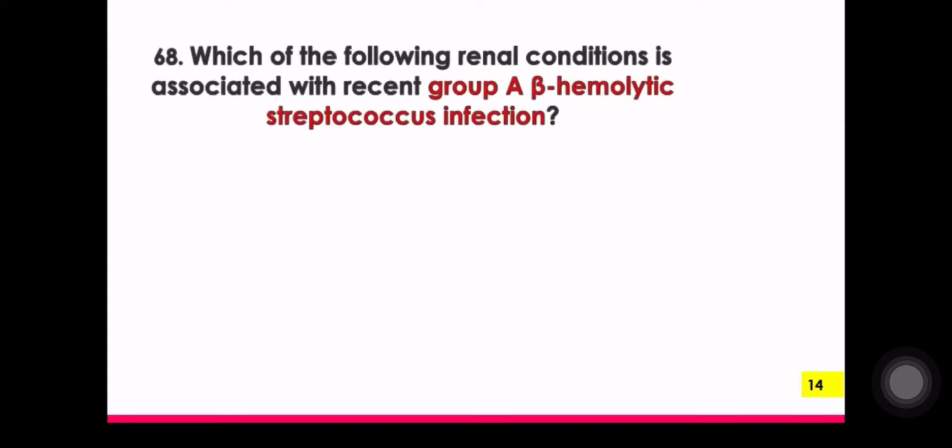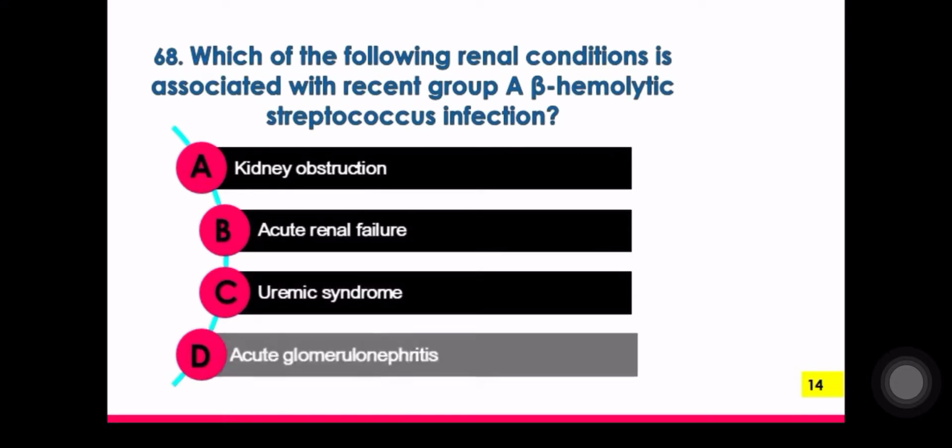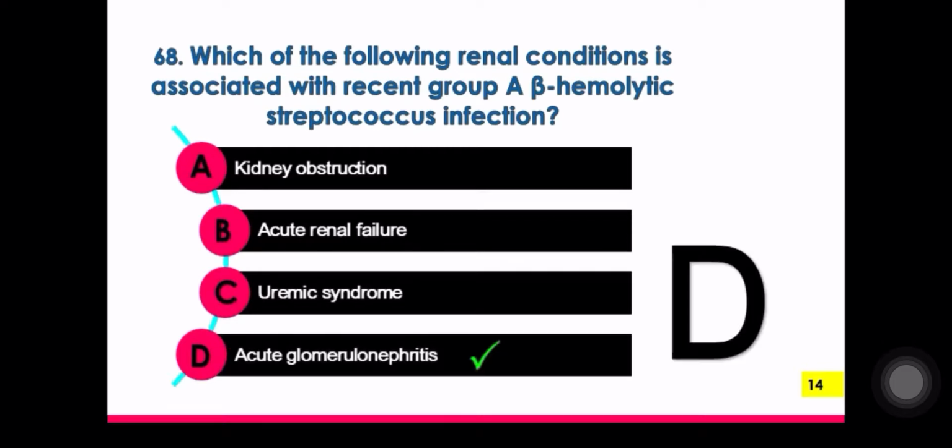Okay, for number 68, which of the following renal conditions is associated with recent group A beta hemolytic streptococcus infection? So the choices, is it A, kidney obstruction, letter B, acute renal failure, letter C, uremic syndrome, or letter D, acute glomerulonephritis po? Ano yung answer natin? That's letter D, acute glomerulonephritis. So remember, streptococcal glomerulonephritis is caused by the antigen-antibody complex deposits in the glomeruli.